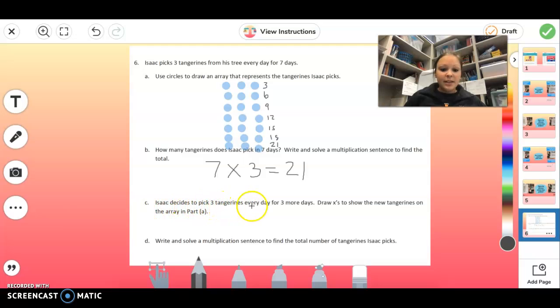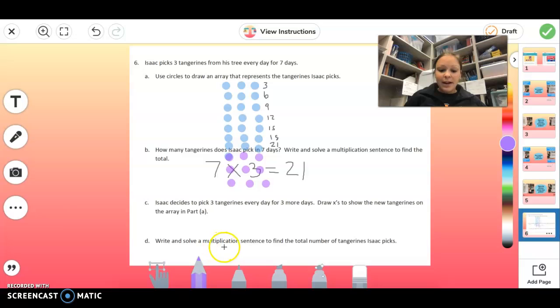Isaac decides to pick 3 tangerines every day for 3 more days. Draw X's to show the new tangerines. So he decides that he's going to pick 3 tangerines for 3 more days. So instead of X's, I'm just going to use a different color. That way we're not marking over our work. So here's one day that he picks 3 more. Here's another day that he picks 3 more. And here's another day that he picks 3 more. All I had to do there was add those circles.